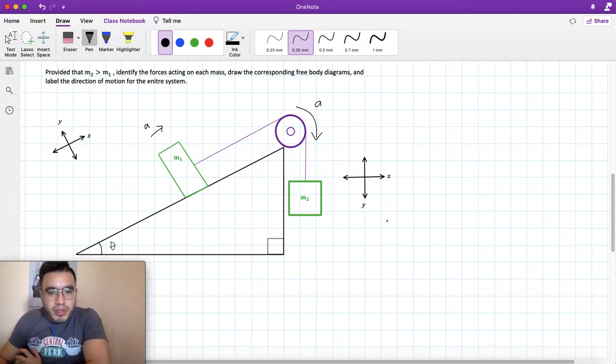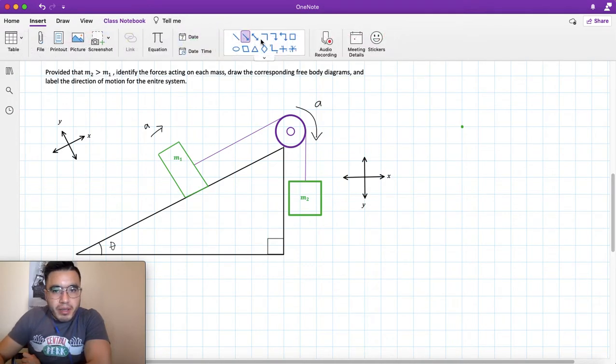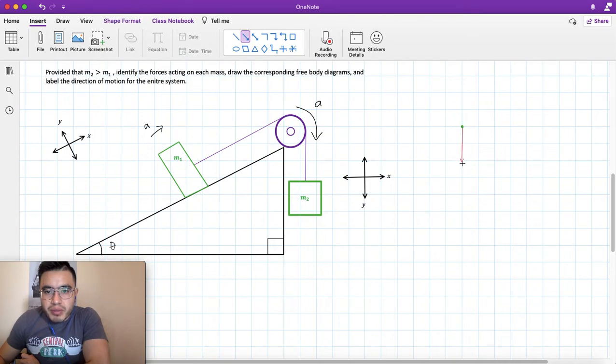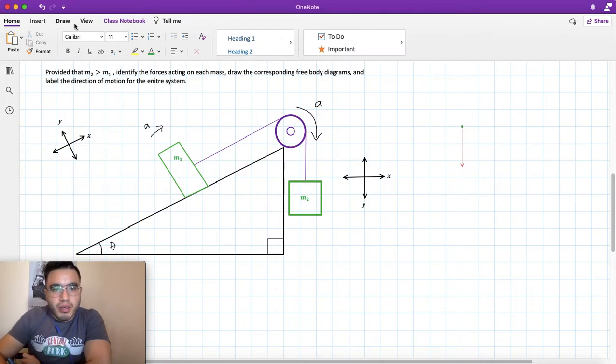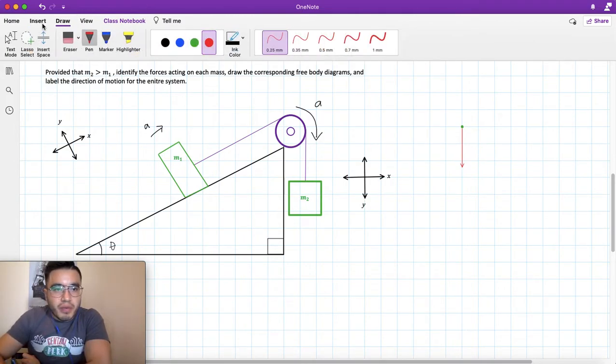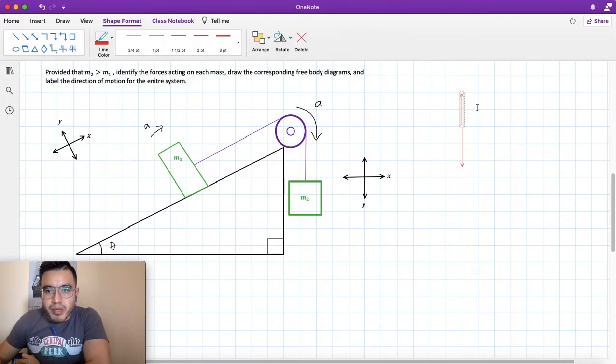Okay, now we can start with the free body diagrams. Let's start with mass 2 since it only has components along the y direction. Do it over here. Draw a vector for the weight of mass 2. There you go. And then let's draw our vector for the tension pulling on mass 2. You got to make sure it's unbalanced, right? Because it's moving.